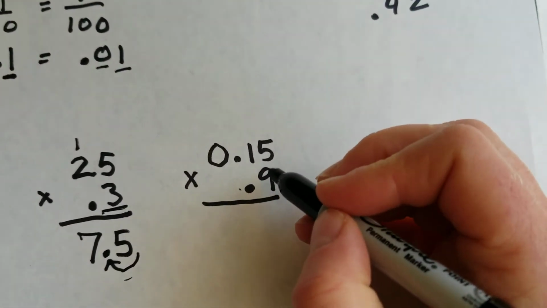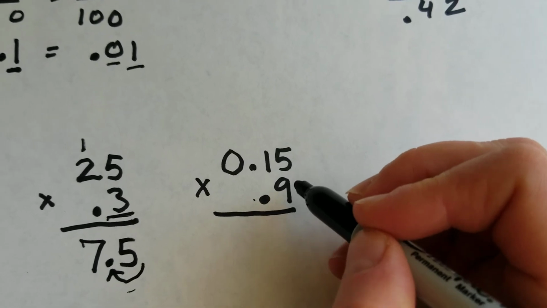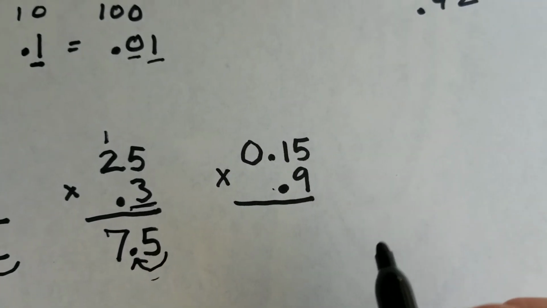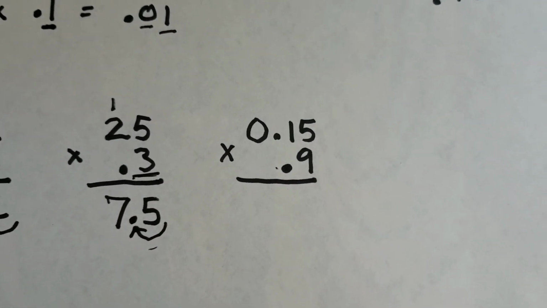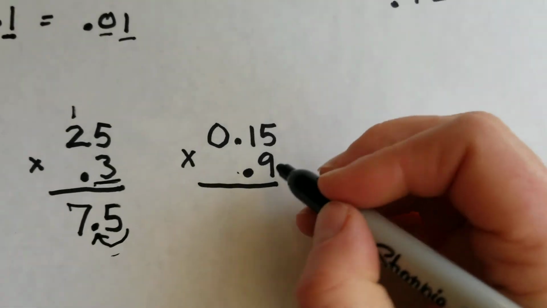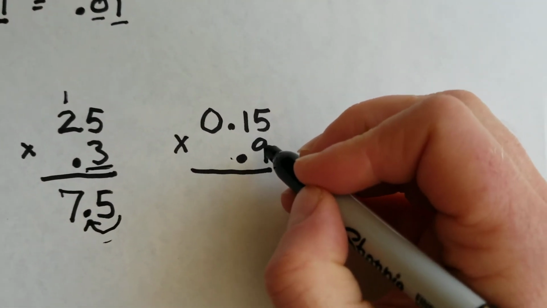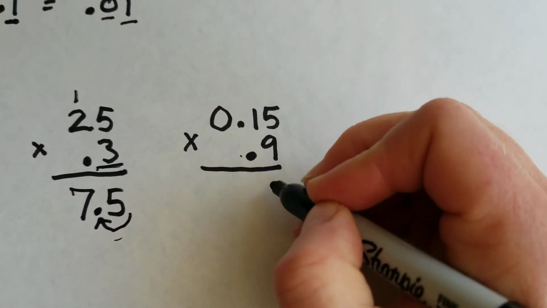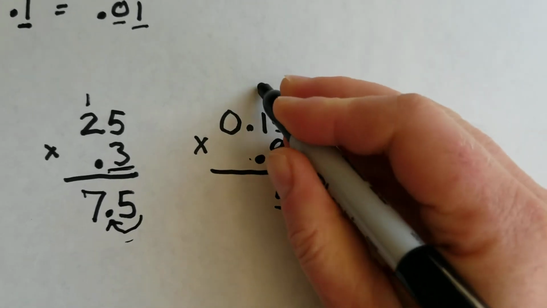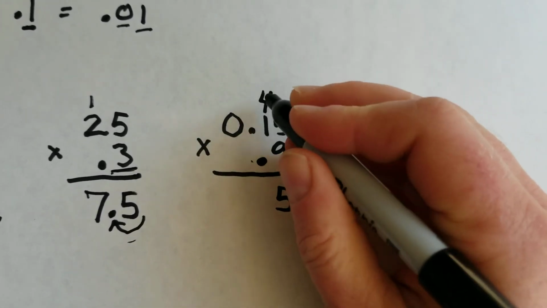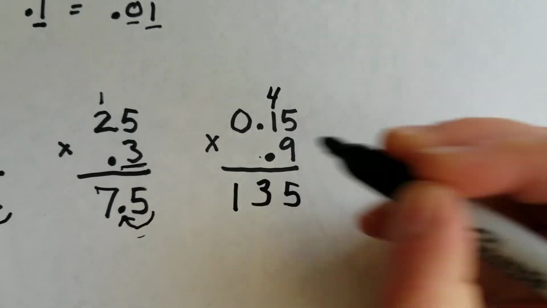This one's bigger. So we're going to look at this as 15 times 9 and then do our decimal point after. Again, don't forget to put the decimal point in though. Okay? Even though we do it after, don't forget it. 9 times 5 is 45. 9 times 1 is 9, plus 4 is 13.